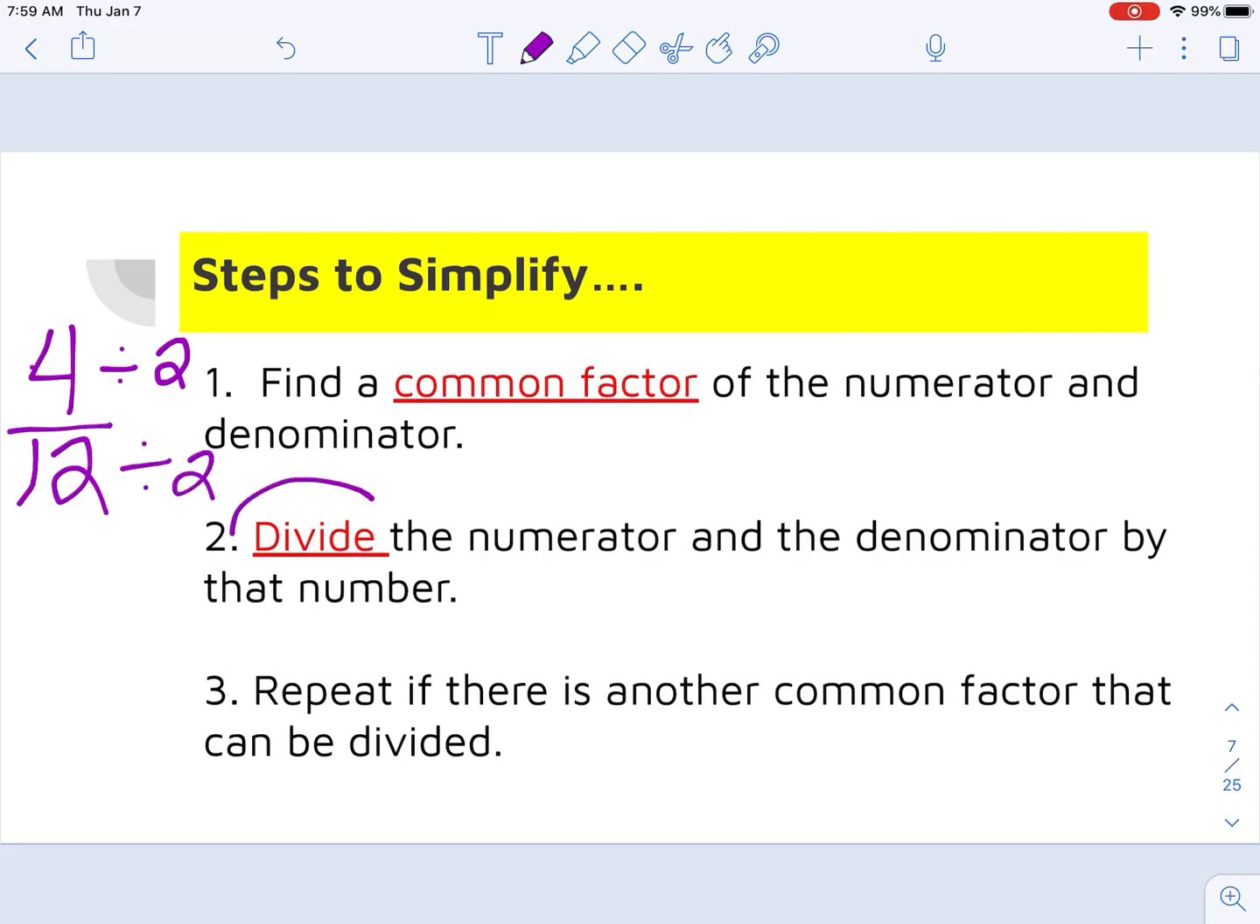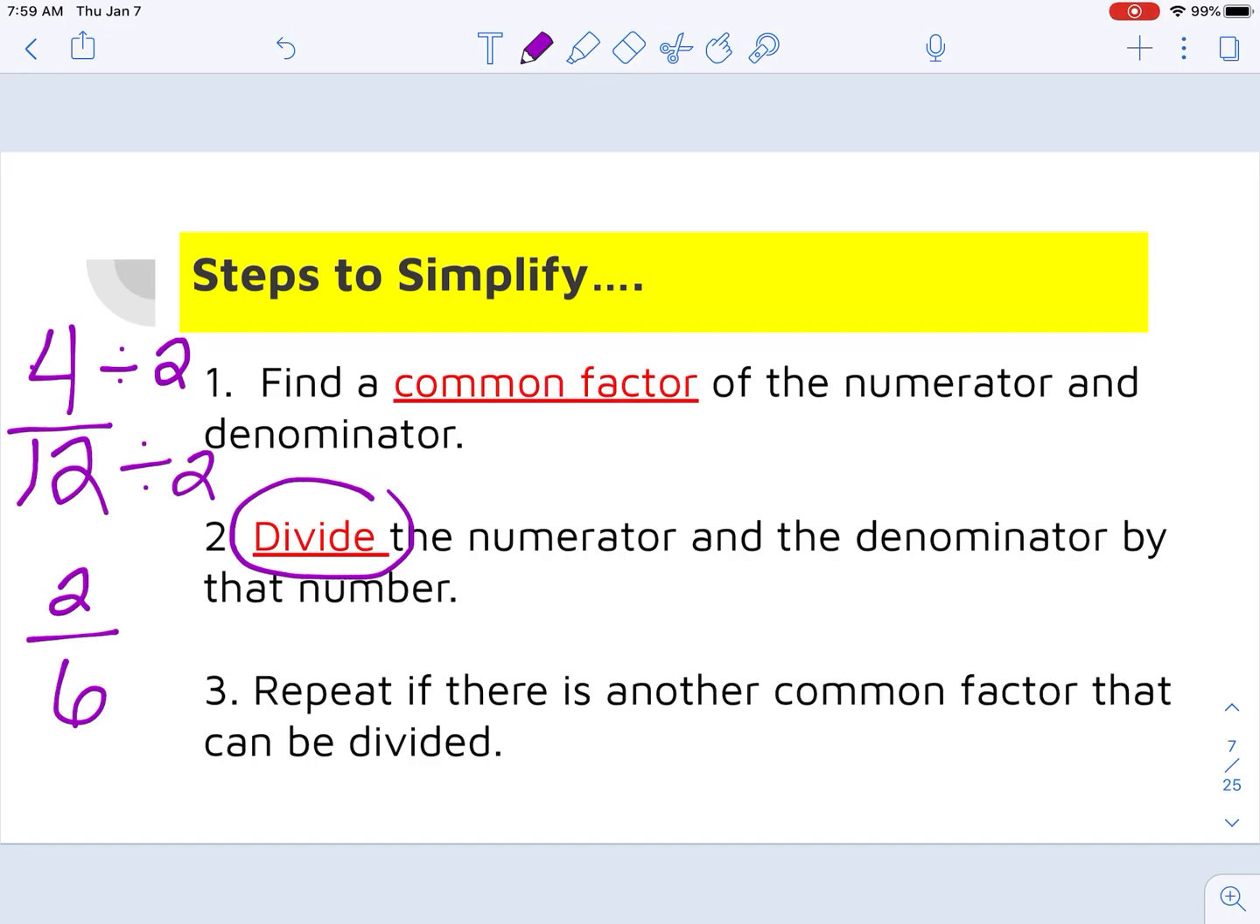We're going to divide the numerator and the denominator by that number. So when I divide 4 divided by 2 and 12 divided by 2, 4 cut in half or divided by 2 is 2. And 12 divided by 2 is 6. Sometimes that is enough, and that's your answer. But sometimes you need to repeat and divide again.